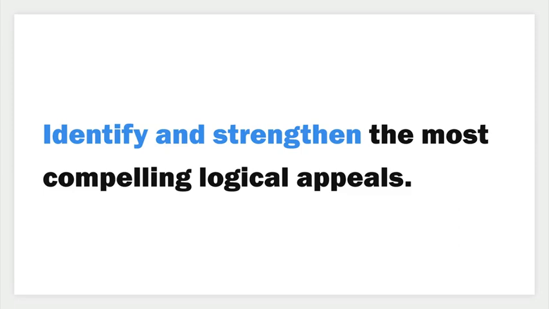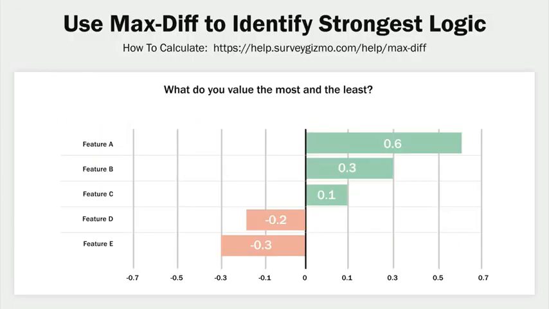Once again, our logical brain is easily depleted and easily overwhelmed. And so we want to make sure that we're identifying the strongest elements of logic and focusing on those rather than trying to throw everything against the wall to see what sticks. Here we can use our max diff surveys that we went through in the monetization module again. So what we would do is run a survey across users and ask them, what do they find the most valuable and least valuable in terms of the feature set?